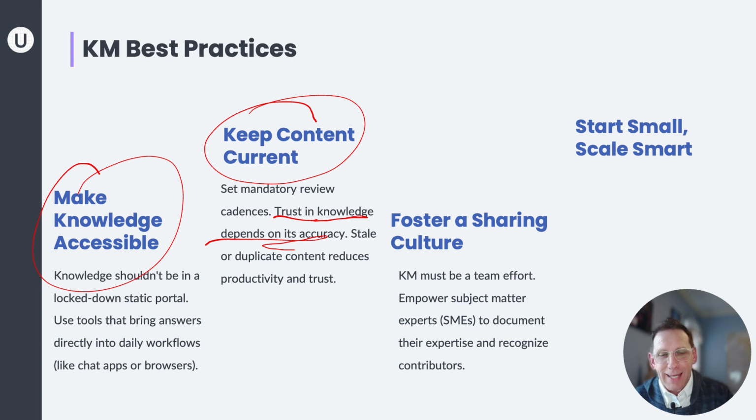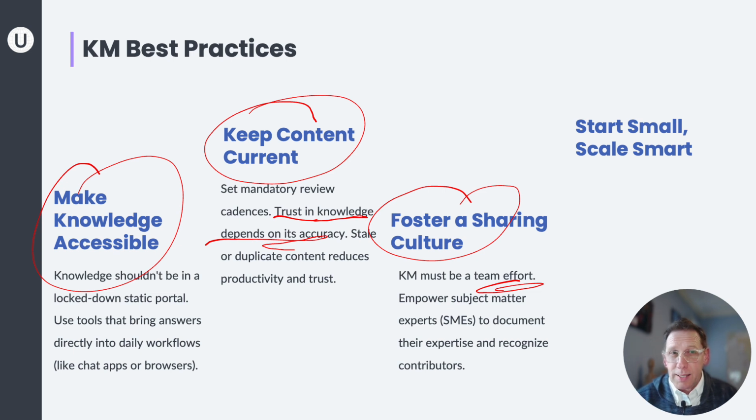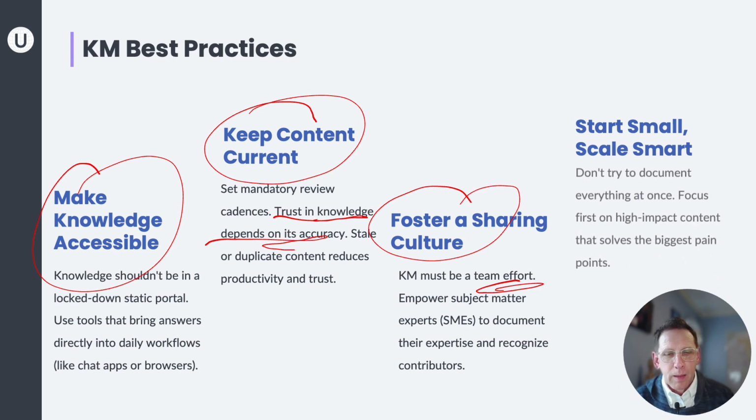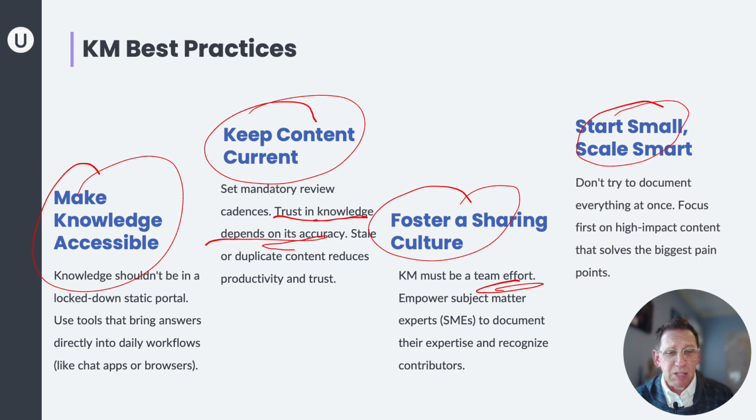Foster a sharing culture. KM must be a team effort. Empower subject matter experts, or SMEs, to document their expertise and recognize the contributors. Start small, scale smart. If you're just beginning to put these practices in place, don't try to do it all at once. It doesn't work. Focus on the high impact content first that solves the biggest pain points.